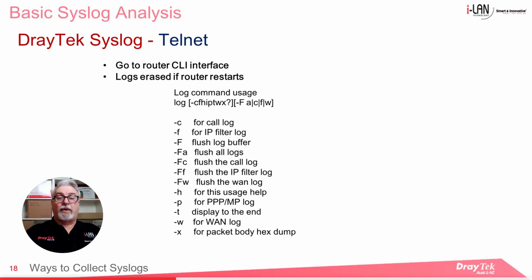Another method to collect router syslogs is to go to the router CLI. Then using telnet, run the log command. The syntax for this command is shown here, and there's options to view different types of logs such as WAN, firewall, or usage logs. Syslogs are continuously recorded in the background, so you may need to flush the log file if you only want to see the new events. As noted here, the logs are erased when the router is restarted, so using the external storage method shown previously may be better in some cases.